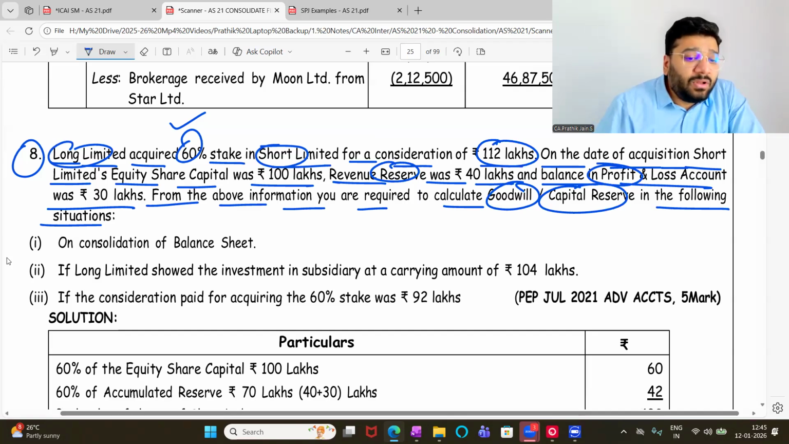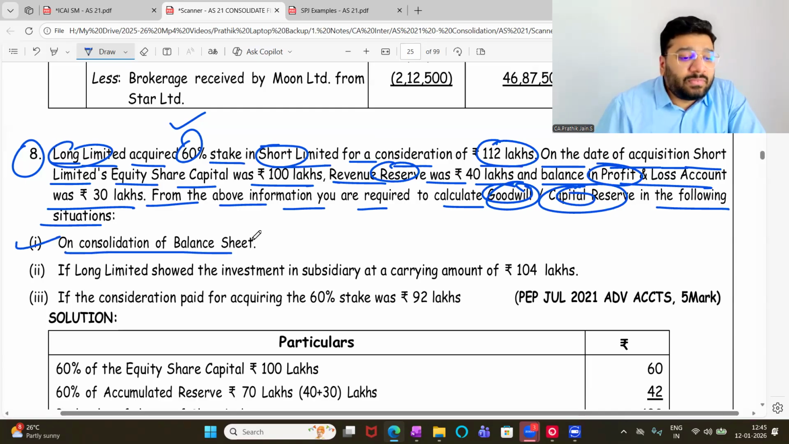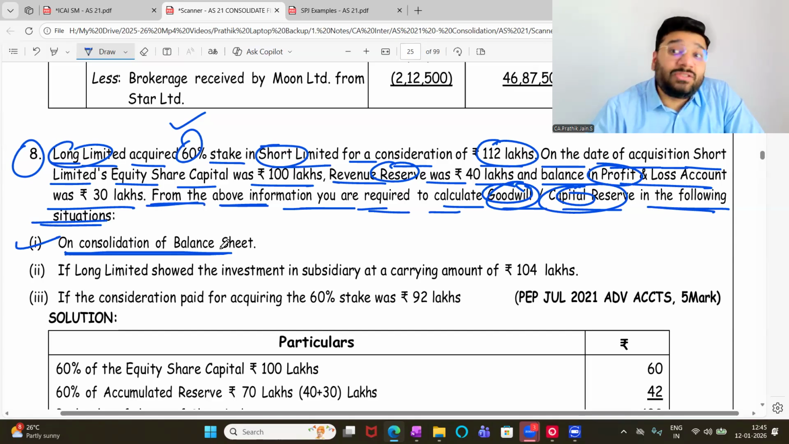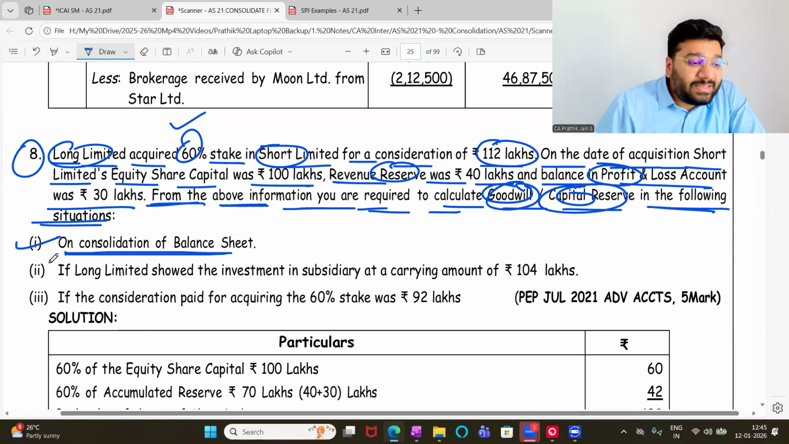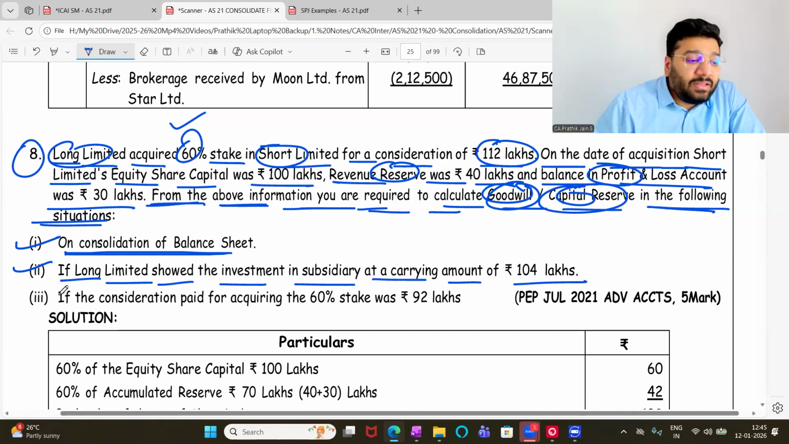From the above information, you are required to calculate goodwill and capital reserve in the following situations. What is the situation? On consolidation of balance sheet. Second, if Long Limited showed the investment in subsidiary at a carrying amount of 104 lakhs, then what to do? Third, if the consideration paid for acquiring the 60% stake was 92 lakhs, then what?